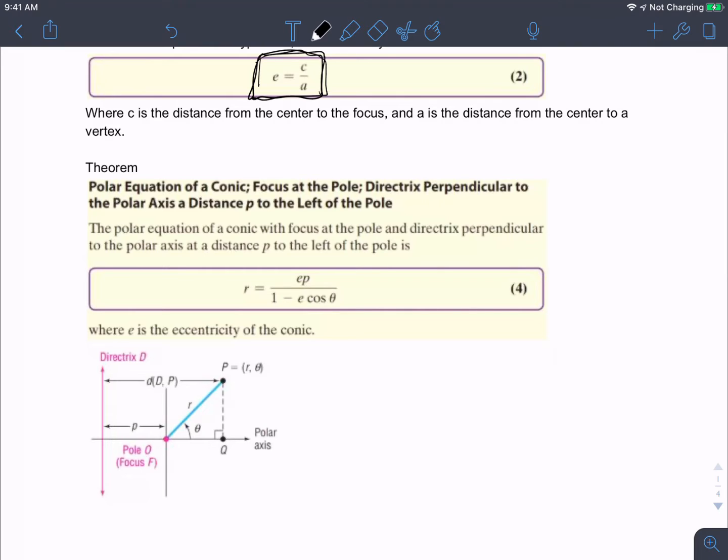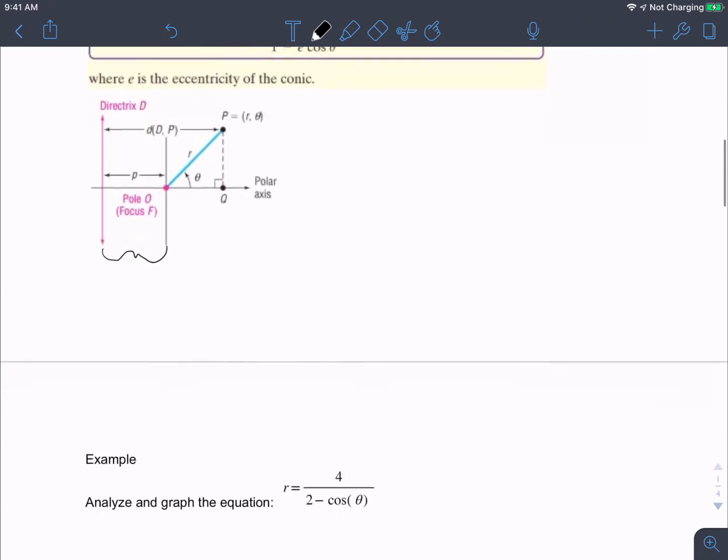But as you can see here, the distance from the directrix to our pole is a distance of p, but we see that the directrix is to the left of the pole. And since it's to the left of the pole, we're going to use the minus. If it was to the right of the pole, we would use a plus in the denominator. Let me go ahead and show you an example, and we'll go from there.